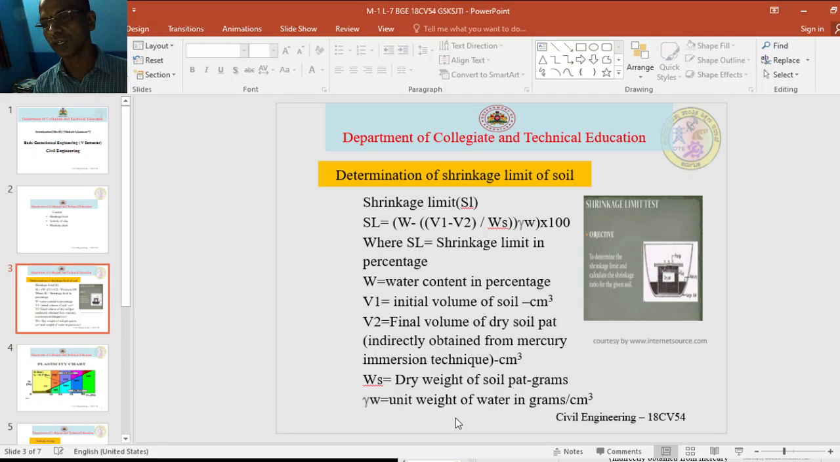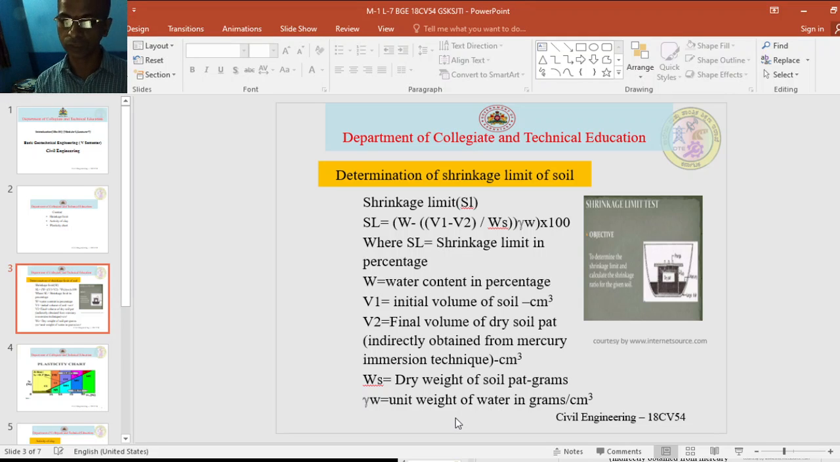Then the weight of mercury in the cup, which is equal to the full volume of that cup, is given by W4 minus W1. The volume V1 of the wet soil pat is equal to the volume of the full mercury, which is given by the weight of the mercury in the shrinkage cup divided by the density of mercury. The density of mercury is 13.6. So if you do it, you will get the volume V1.